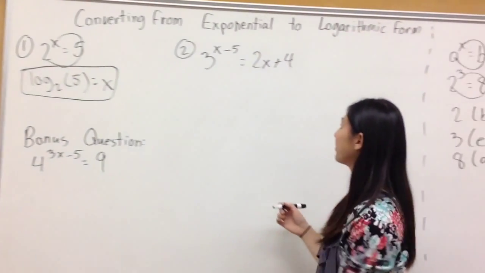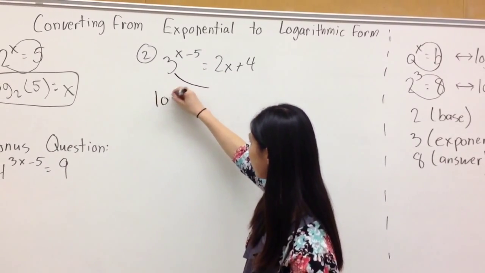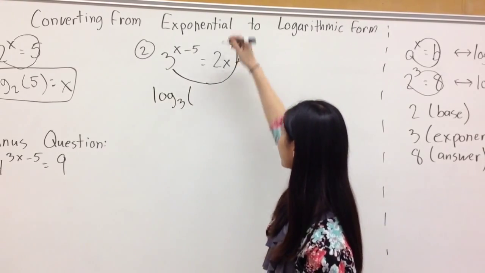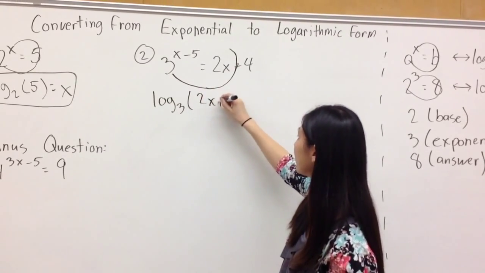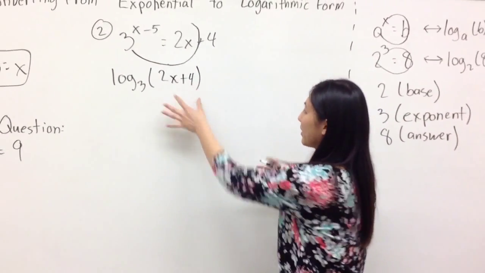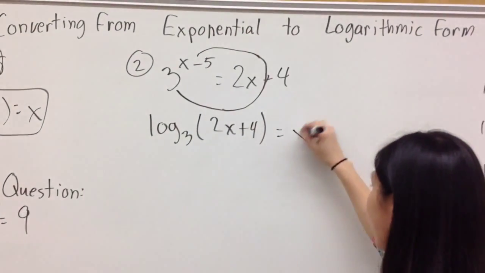Here's our next example. So again, we have log base 3 of 2x plus 4. So we're writing the whole thing down. So yeah, there's multiple things here, but we're writing the whole thing down right here. And that's equal to this whole thing, x minus 5.